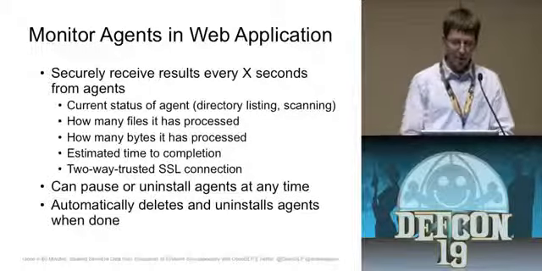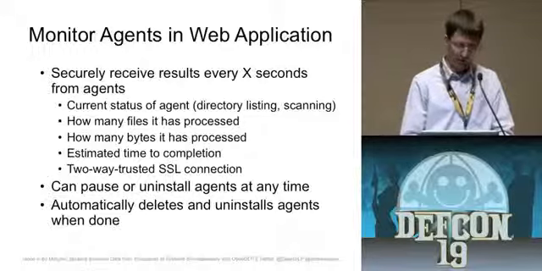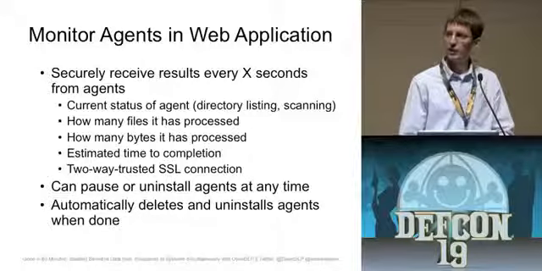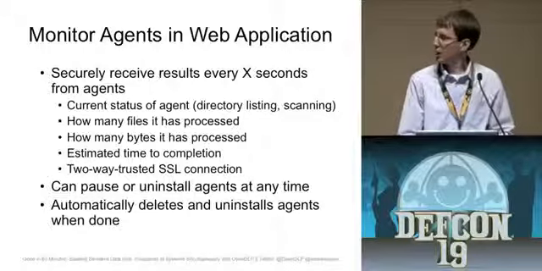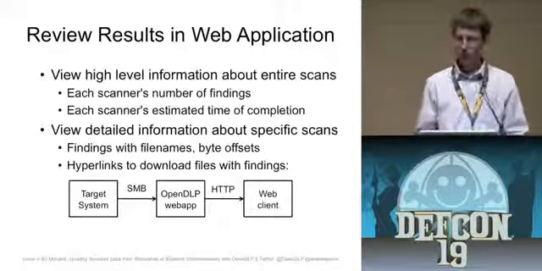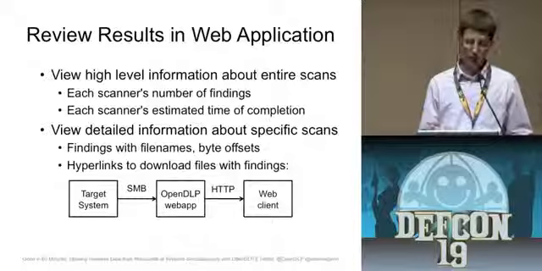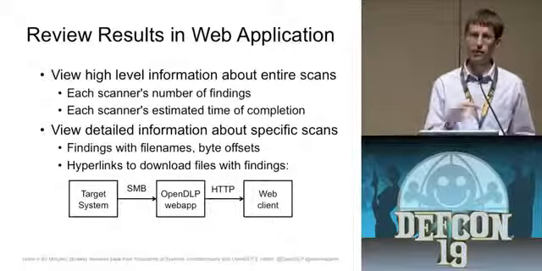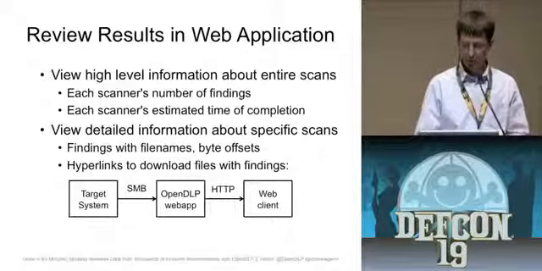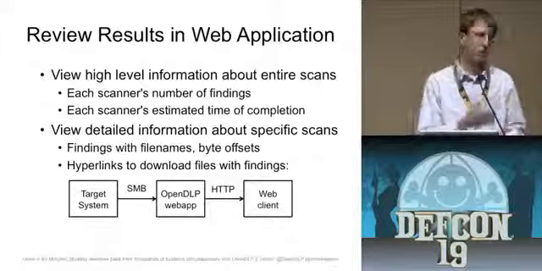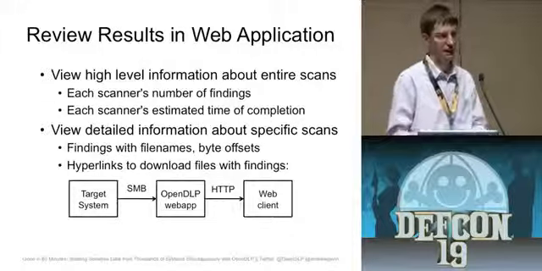In the web app, you can monitor the agents, and as I said before, it's going to ping with results every so often, and you can see how many files and bytes it's processed. You can control the agents: pause, stop, uninstall, resume the agents, and you can also view the results live as they're coming in. If you see a finding, you can download that file just to verify if it's actually there. There'll be a little hyperlink there, and it'll tell you the byte offset inside the file where it thinks it found whatever regular expression. Like I found a SOCH number at offset 500 in this file.